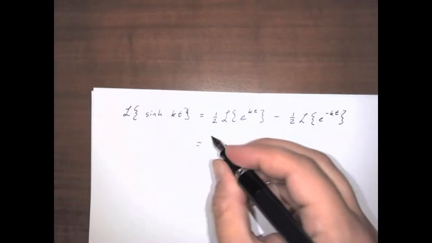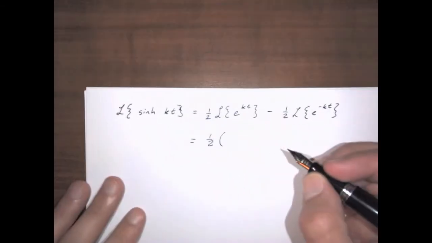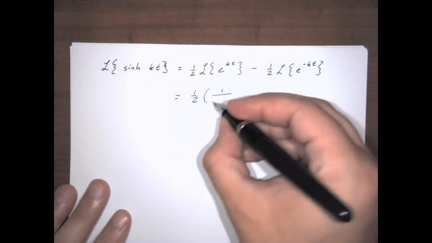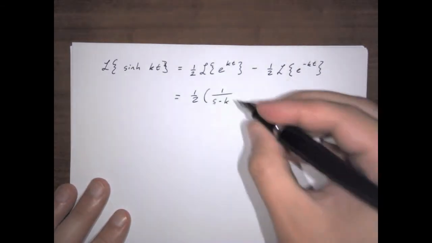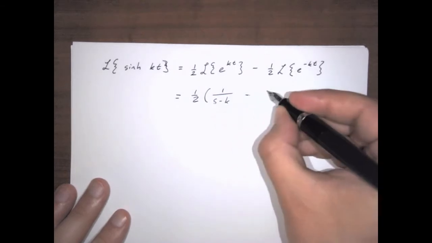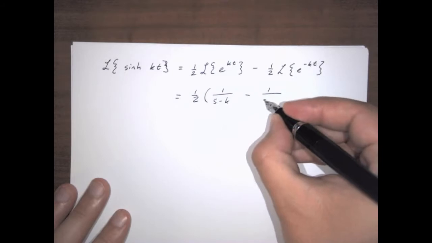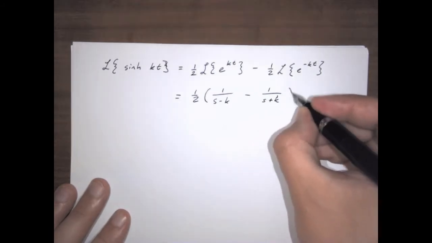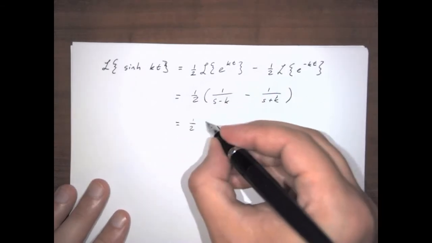So same thing, 1/2 times, now here we're going to have 1 over s minus k. Here we're going to have minus 1 over s minus negative k, so plus k. And then that's going to be 1/2.